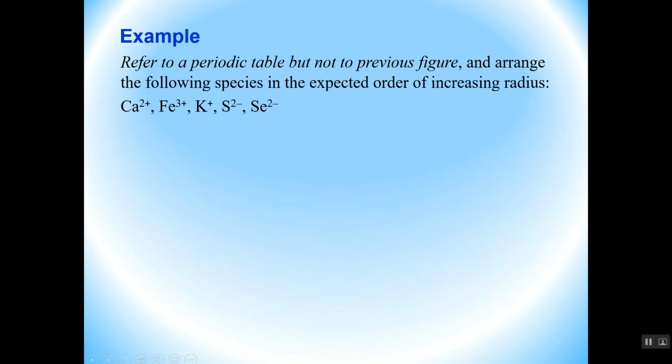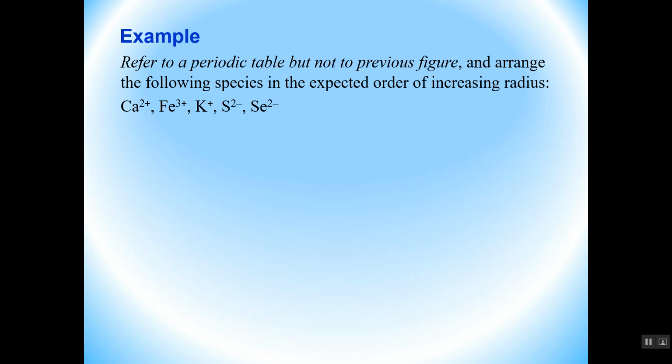So in this example, it says refer to the periodic table, but not to the previous figure. So we're not going to look at the previous figure to solve this problem. And the question is asking for us to arrange the given series in order of increasing radius, right? Okay, so of course, you need to have your periodic table at hand. So I'm looking at my periodic table right here.